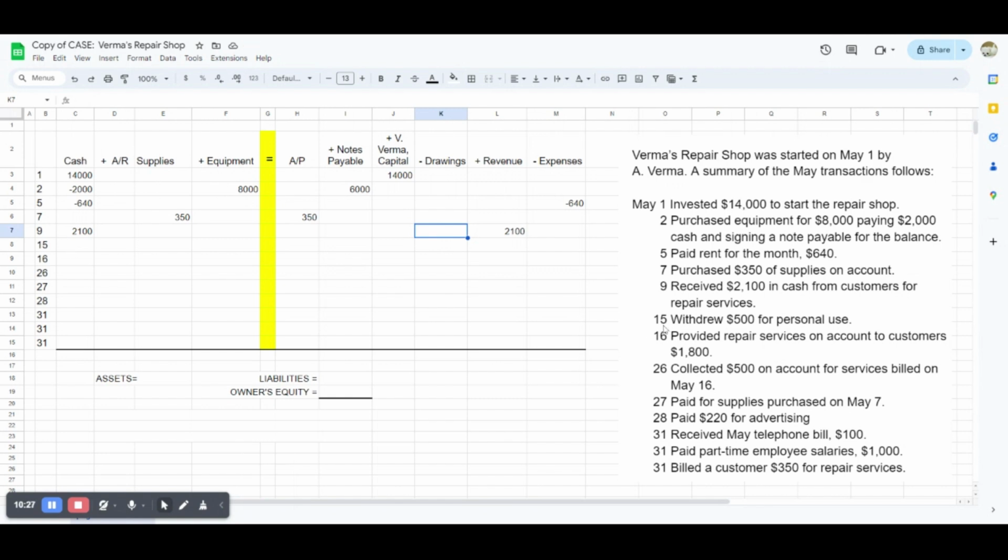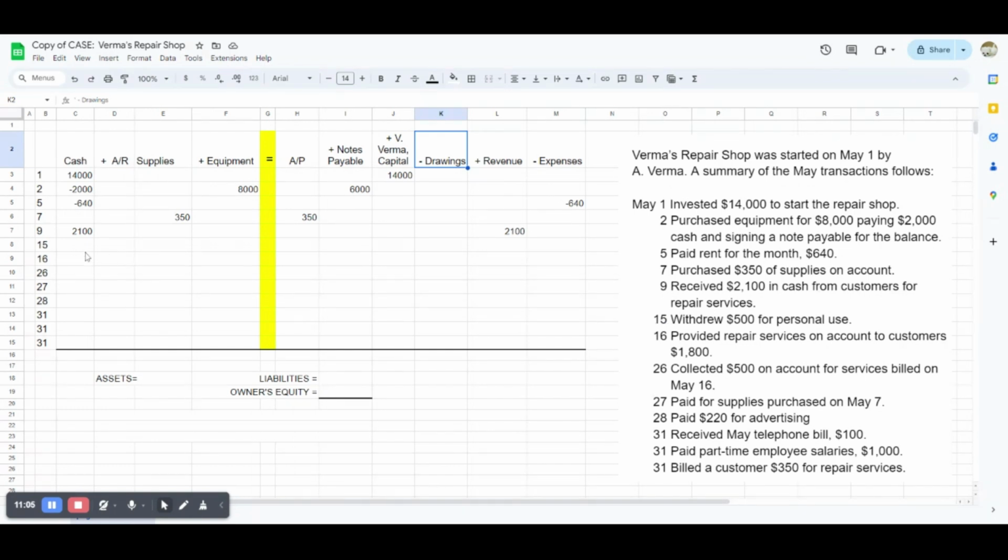Okay, so for the next transaction on May 15th, withdrew $500 for personal use. So whenever in a question you see something similar to you're taking money out of the company and you're going to use it for your personal stuff, the drawings account is going to be affected. So drawings is an account used for these types of situations where you're taking money out of the company for personal use.